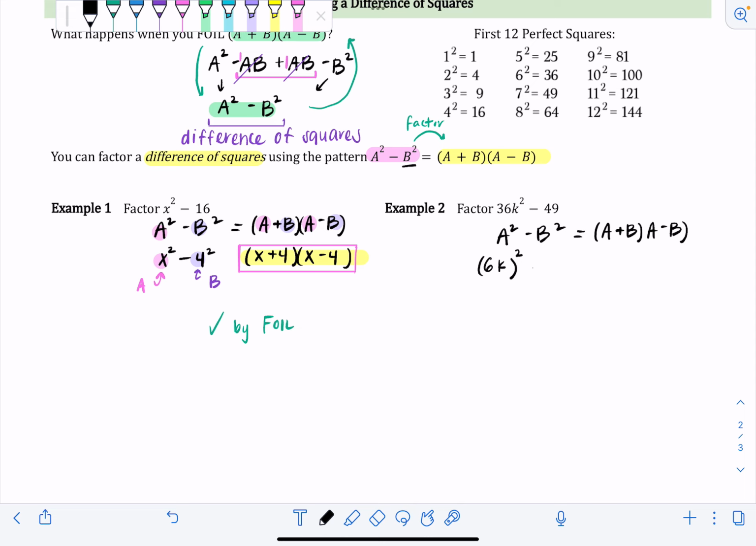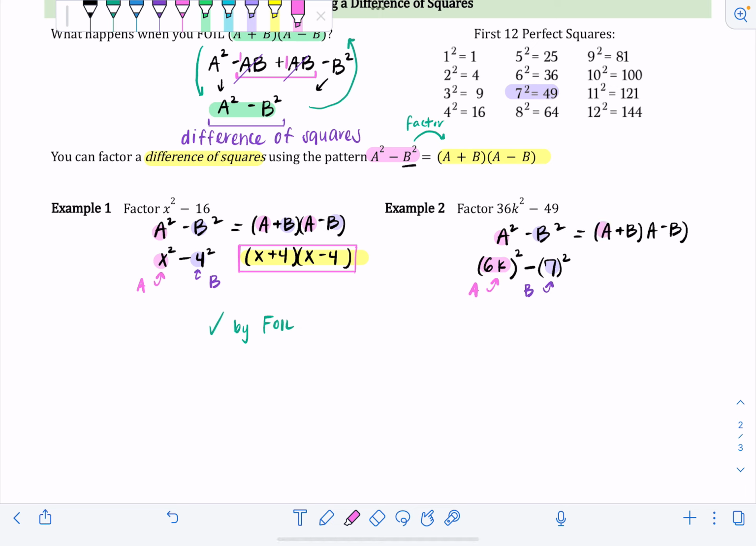Okay. And then the minus comes down, and in the spot of b squared, there's a 49. So I think, okay, what number squared is 49? And if you're not sure, use this table up here. Look, 49 is right here, and it's 7 squared. So I'm going to rewrite 49 as 7 squared. You could use parentheses on this if you want to, but you only have to use them if there's a variable involved. Now I can see, in the spot of A, there's a 6k. So A must be 6k. And in the spot of B, there's a 7. So B must be 7.